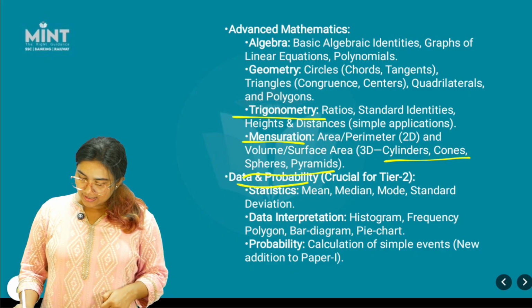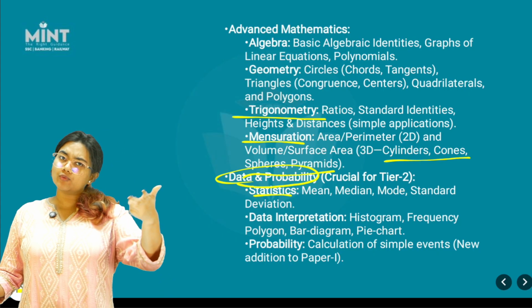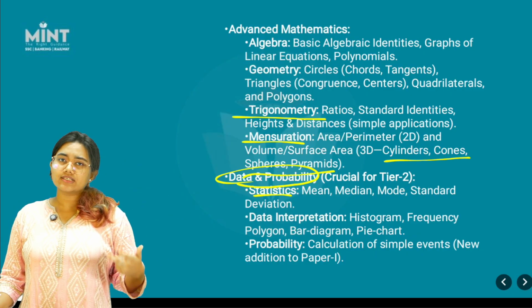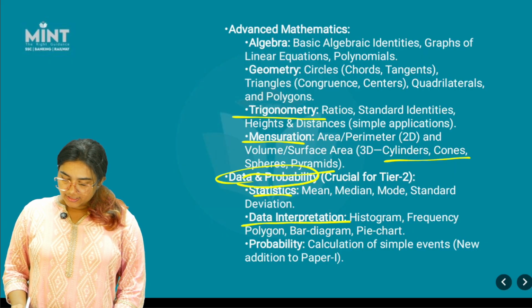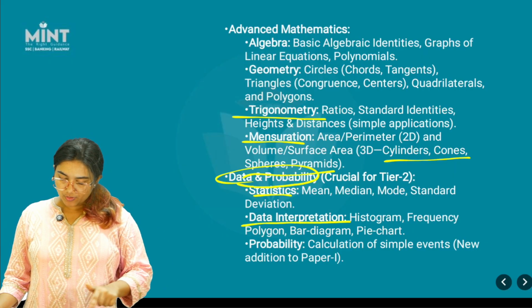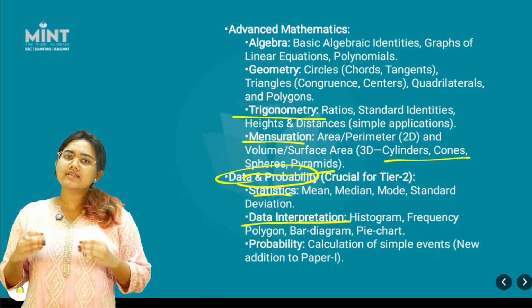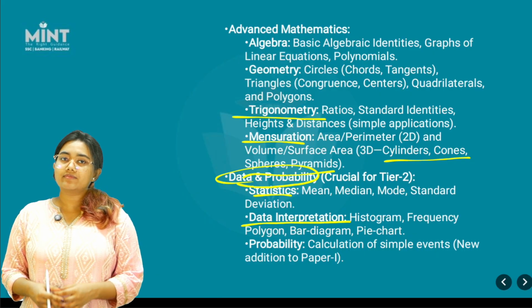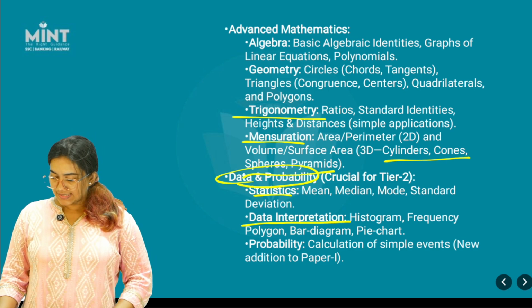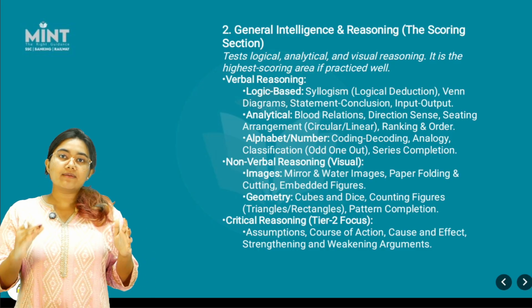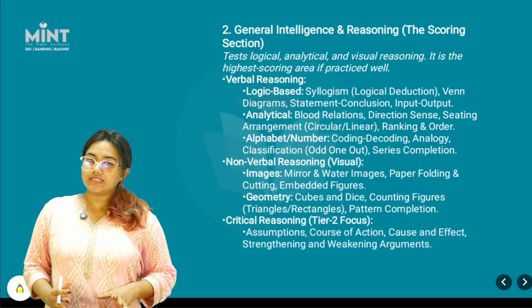Then we have data and probability, which is important for tier 2. Statistics, mean, median, mode, all of that, which are very important when we consider statistics, that is also going to be there. Standard deviation, all of that is important. Data interpretation, histogram, frequency polygon, bar diagram, pie chart, all of that is also important. Probability, calculation of simple events, that is also a new addition that has been made, so that will very probably be asked. So these are the things that you will have to look at in quantitative aptitude. That is a very important part. We are generally dividing it into arithmetic and advanced mathematics, and you'll also have probability questions as well.